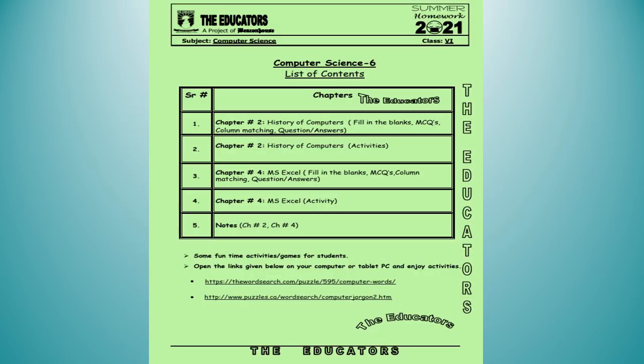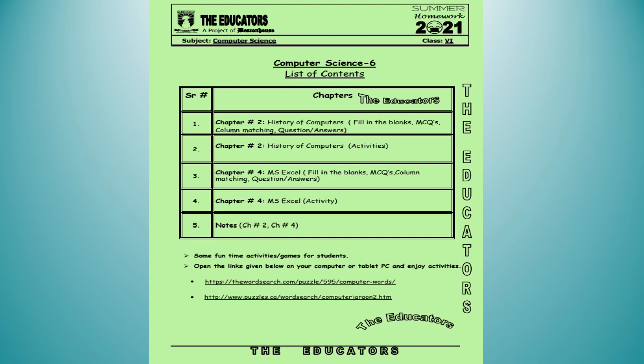Now, dear students, let's see your computer portion in which you need to solve chapter number 2 and chapter number 4. In chapter number 2, History of Computers, dear students, we have some fill in the blanks, some MCQs, column matching, and then we have some question answers. Also, we have given an activity related to History of Computers. Dear students, all of this has already been taught and solved in your classrooms.